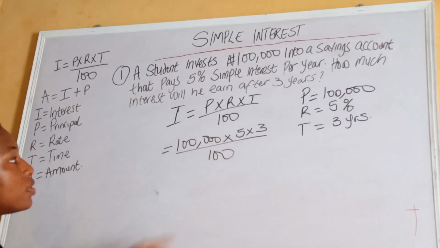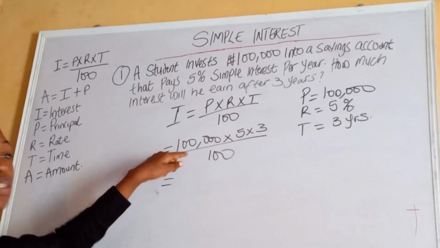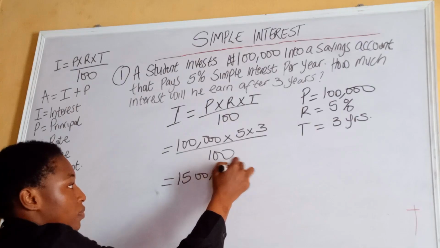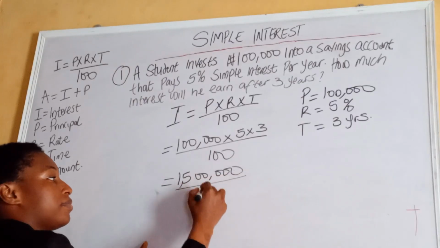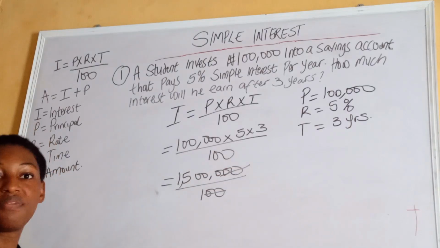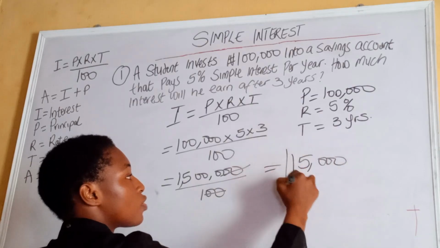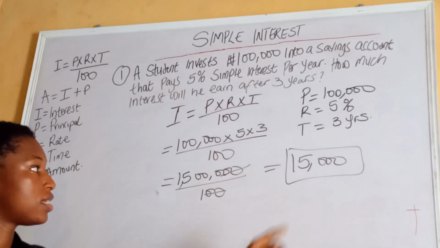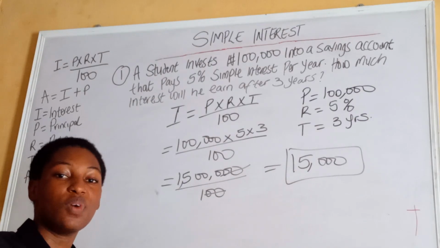So this is going to be equal to 5 times 3 is 15. 15 times 100,000, that's 1,500,000 divided by 100. Now these two zeros will cancel two zeros over here, and I'm left with 15,000. So the interest to be received after 3 years of investing is going to be 15,000 naira. That's how to calculate simple interest. Let's try another question.